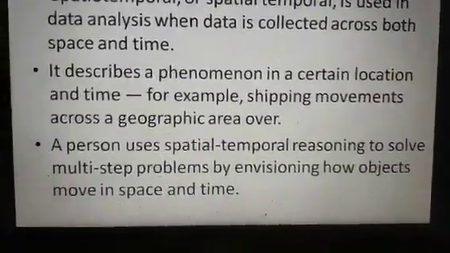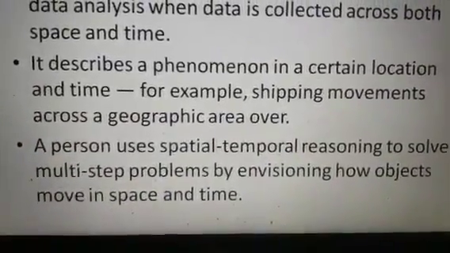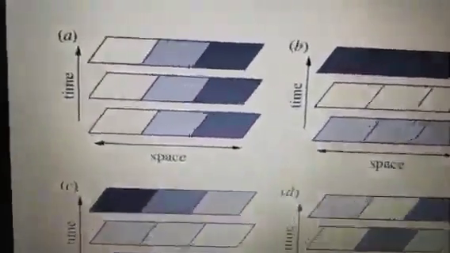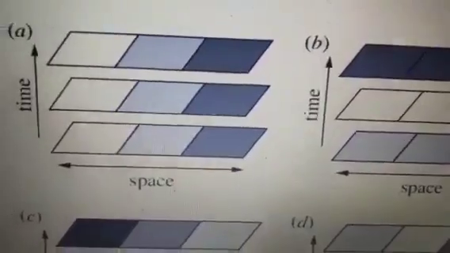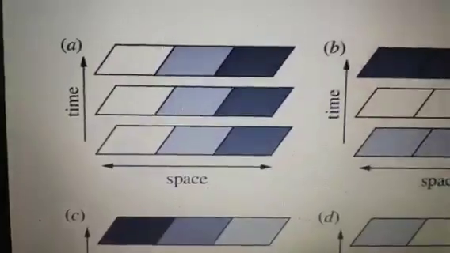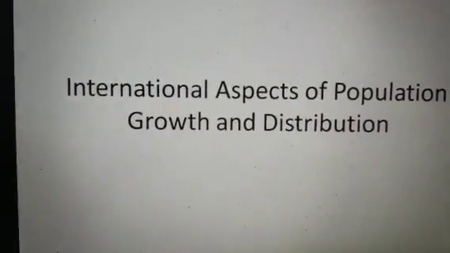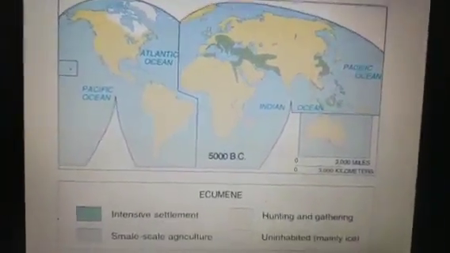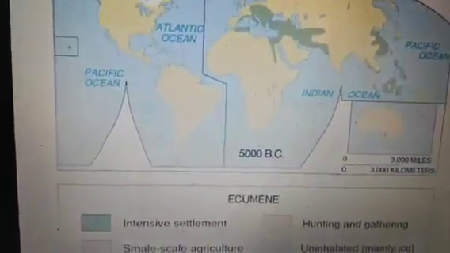A person uses spatial temporal reasoning to solve multi-step problems by envisioning how objects move in space and time. You can see in this diagram that on one axis time is given, on another axis space is given, and you can collect any data and fit it into the time and space frame. That's how you can predict how global population is. So when you talk about the international aspects of population growth and distribution according to the syllabus, let's start with a globe, shown in 5000 BC.